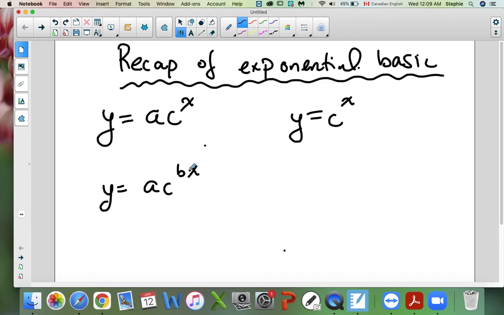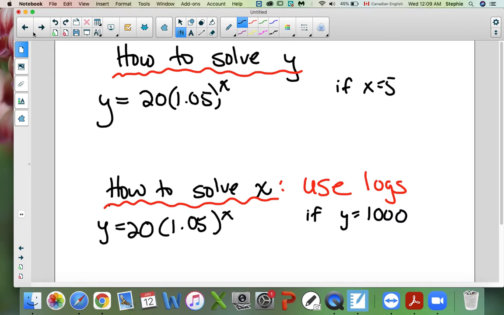If you did watch the other video, I talked a little bit about what the b does. It's a period of time. Today we're just going to go over some basics to make sure that you know how to use your log buttons on the calculator and how to use the exponent buttons. Okay, so starting off with the basic exponential, we're going to go into learning how to solve for the x and learning how to solve for the y. Just going to quickly recap.